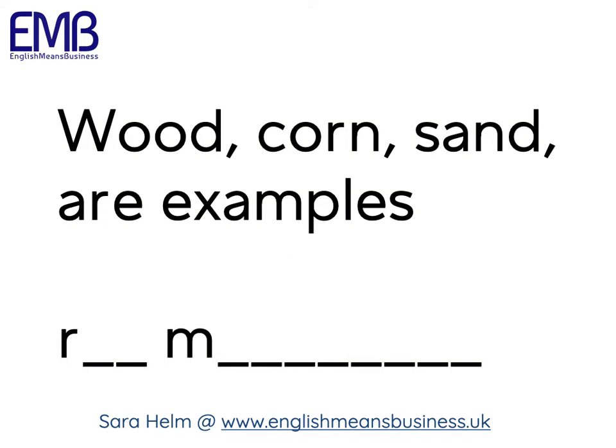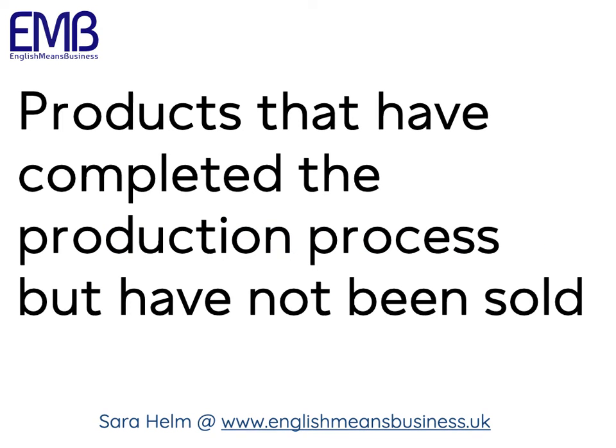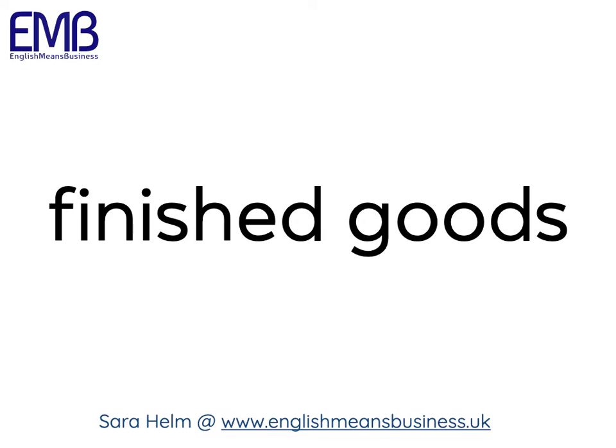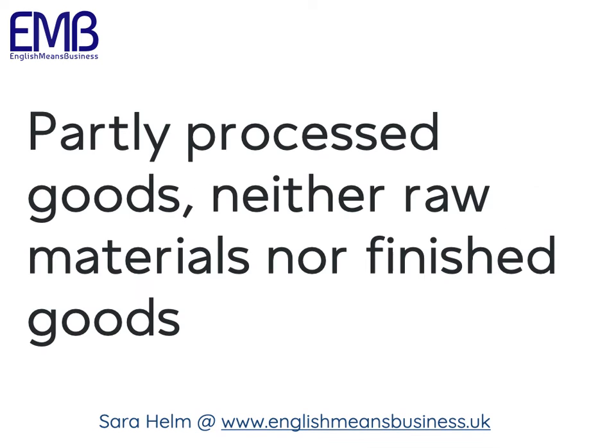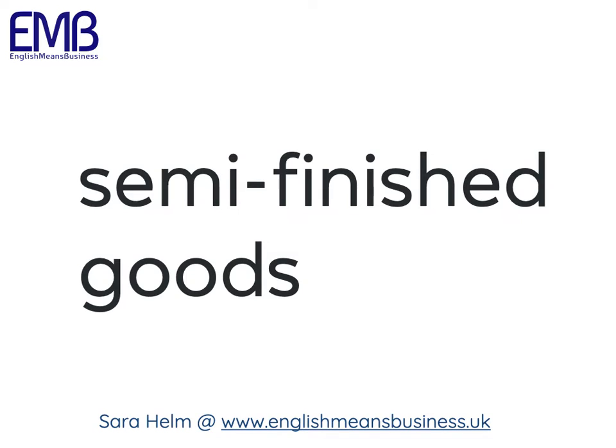Wood, corn, and sand are all examples of raw materials. What is the name for products that have completed the production process but have not been sold? That's finished goods. So partly processed goods, neither raw materials nor finished goods, are semi-finished goods.